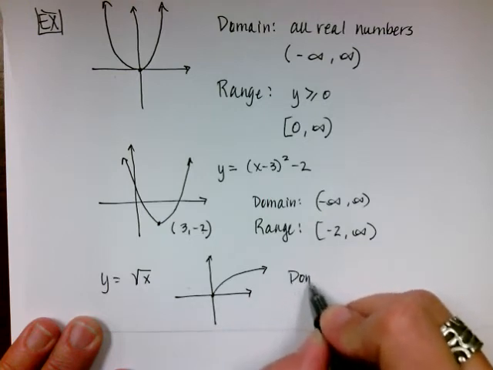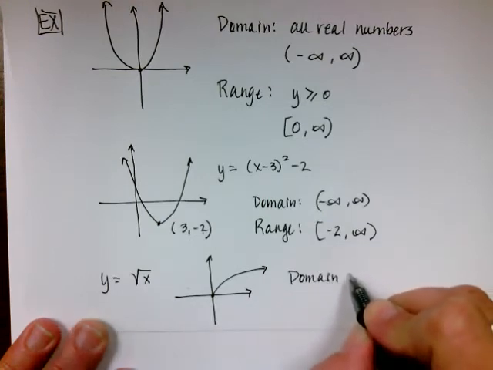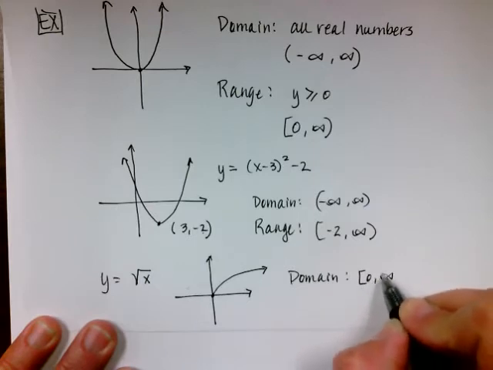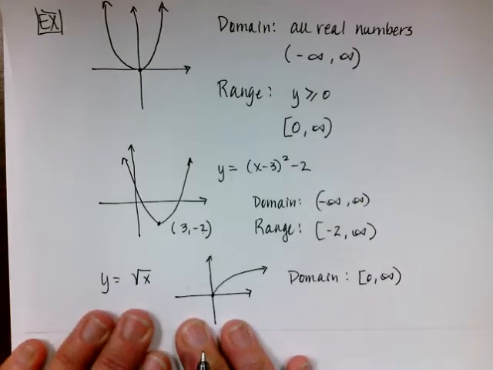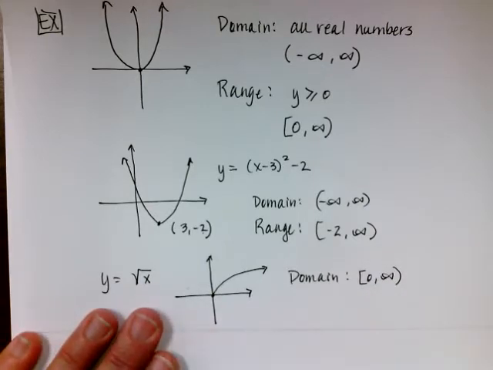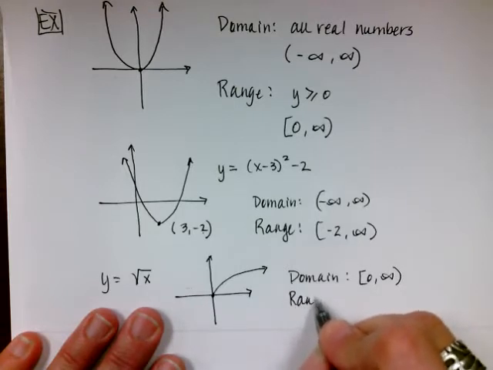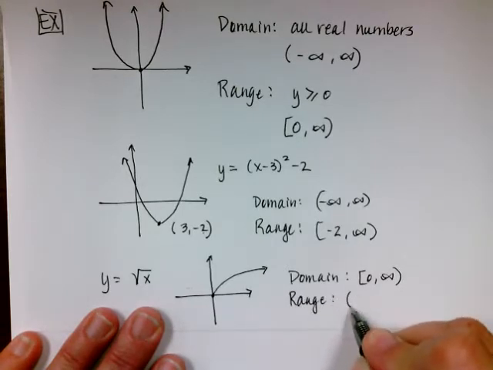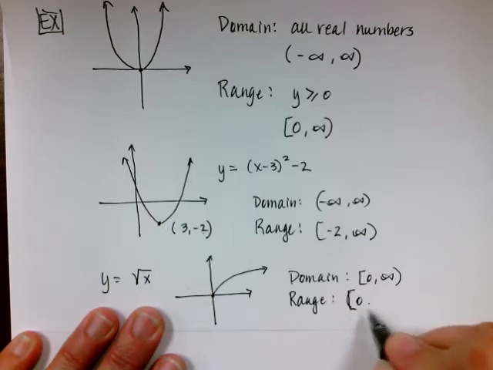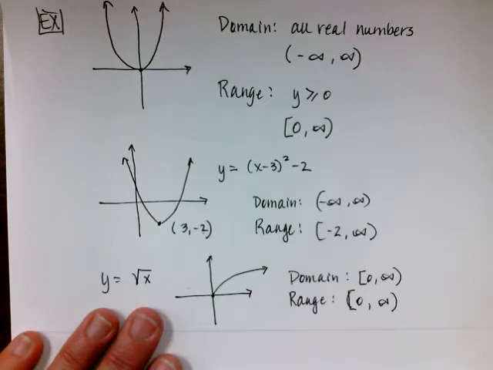So on this one, my domain is a wee bit different. It starts at 0 and it goes to positive infinity. Okay? Alrighty. And then my range on this one is going to start at 0, oops, the 0 is included, and also go to positive infinity. So on this one, the domain and the range are the same.